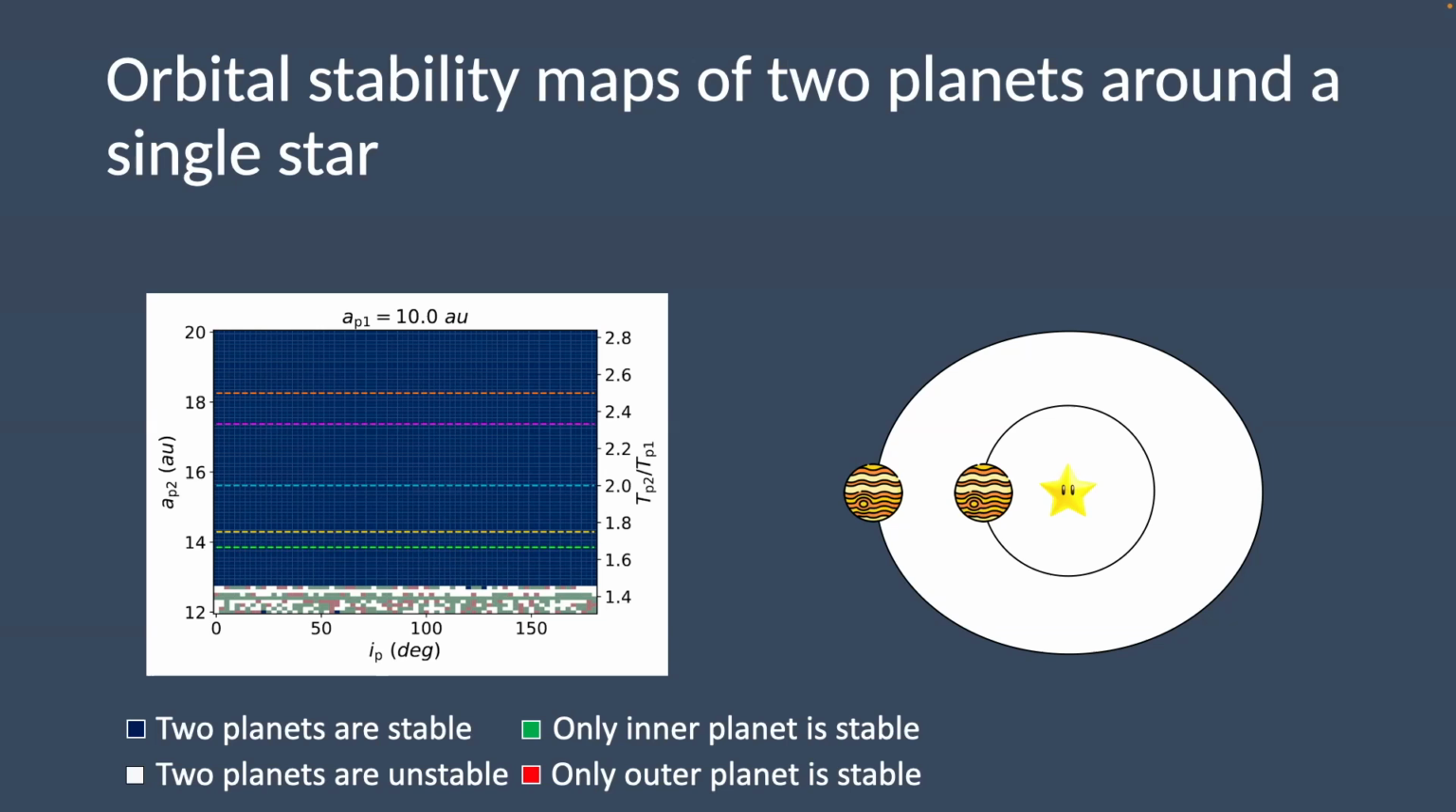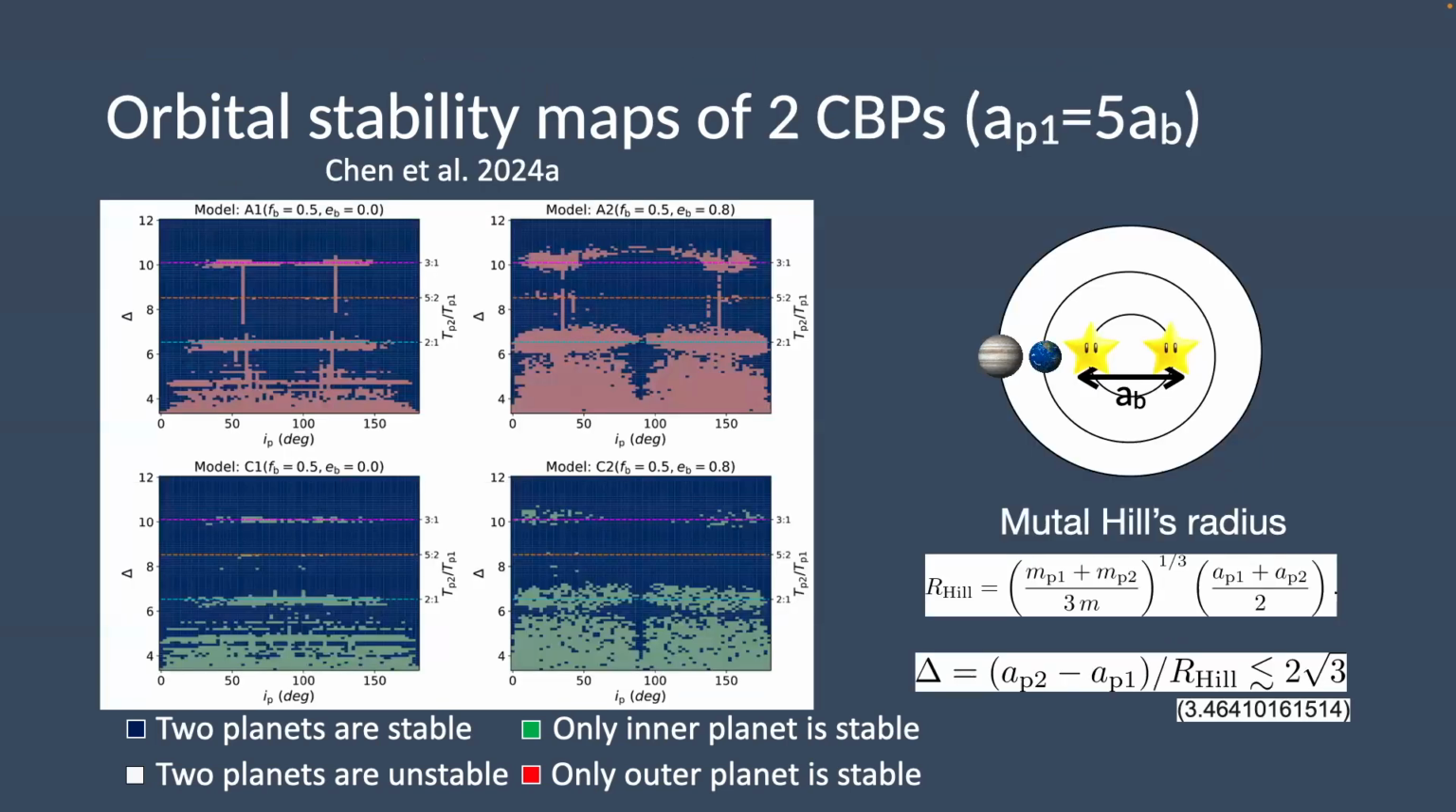So that's why for planets around a single star, with two planets, they must be very close to each other to produce planet scattering. Okay, and this is the result if we consider the binary system. Here we have the Jupiter at the outer and the Earth mass planet at the inner, and we place the inner planet at 5 a_B, where a_B is the separation of the binary. In this picture, we consider a circular binary.